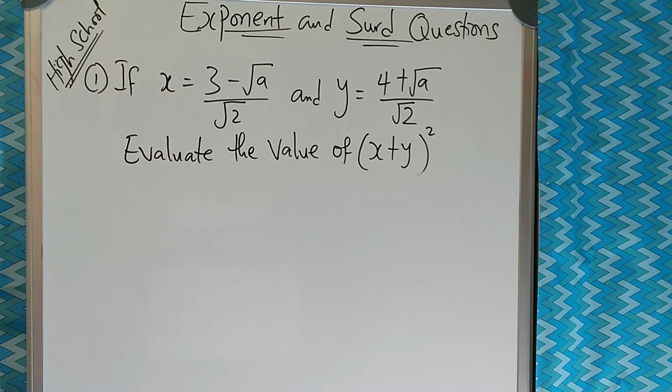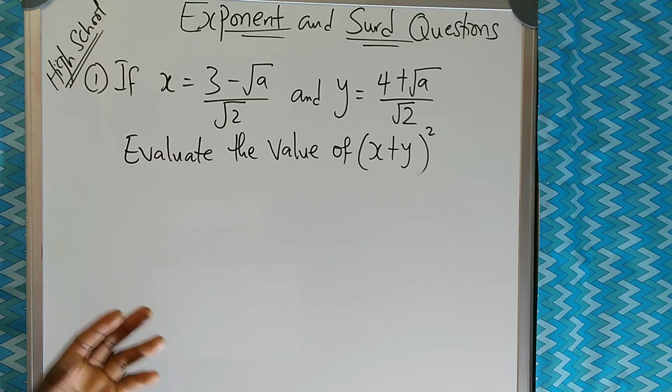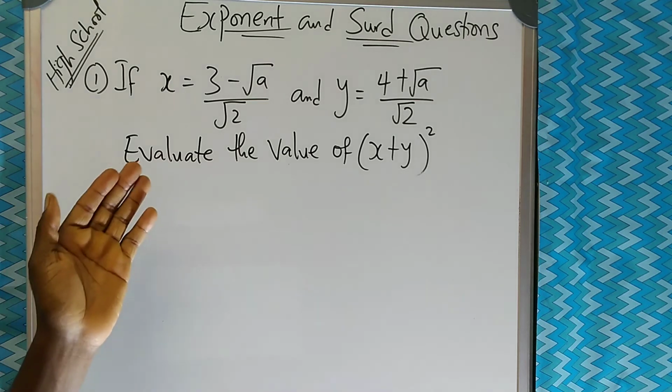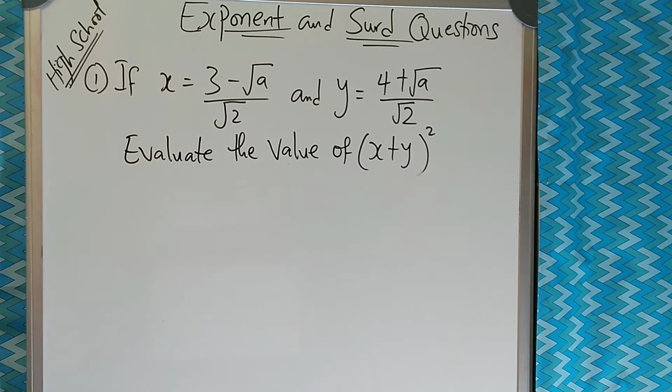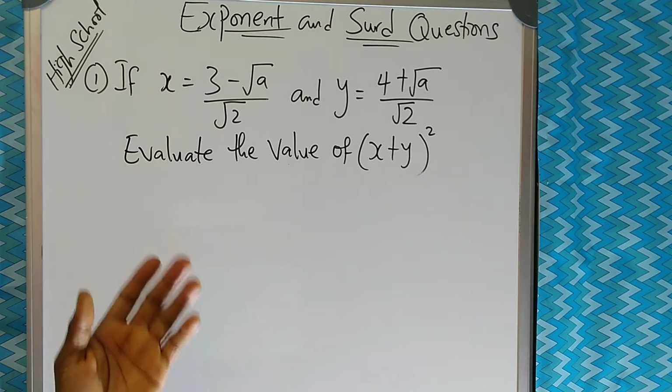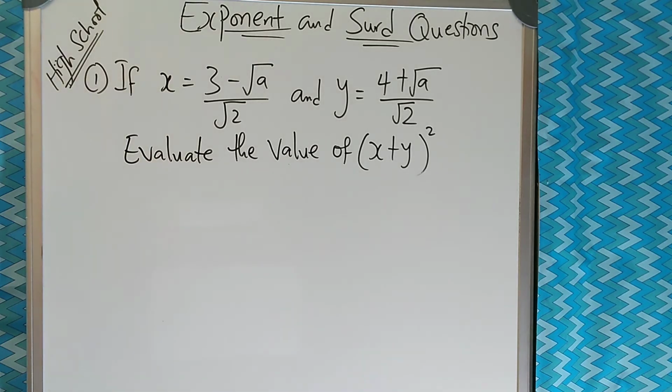We continue today on exponent and surd questions. In our previous videos, we have made some explanation on exponent and surd. Today we are going to be treating some questions, and one of the questions is this. If x equals (3 minus root a) over root 2 and y equals (4 plus root a) over root 2, evaluate (x plus y) squared. So let's evaluate them. It's very simple.